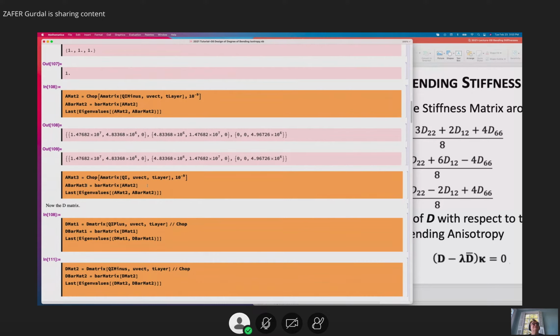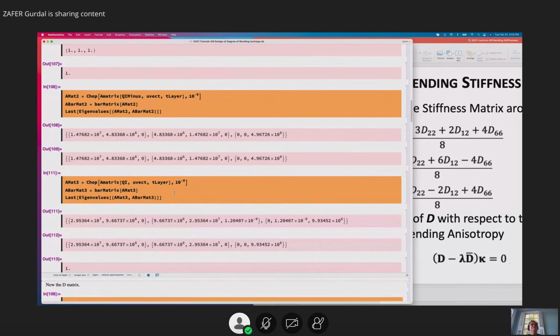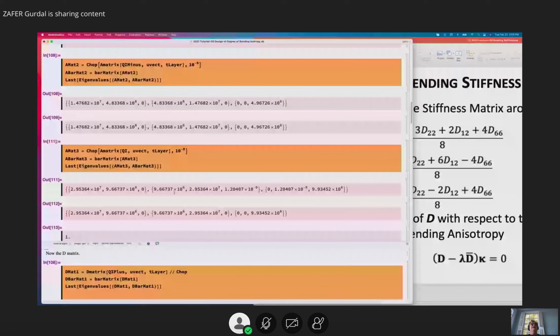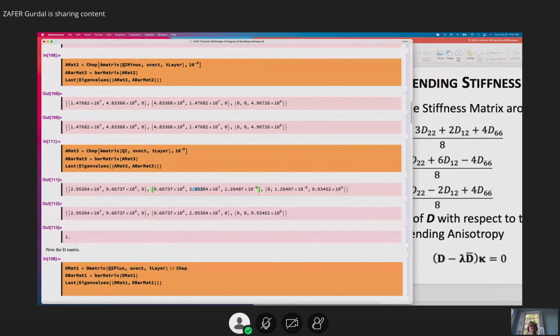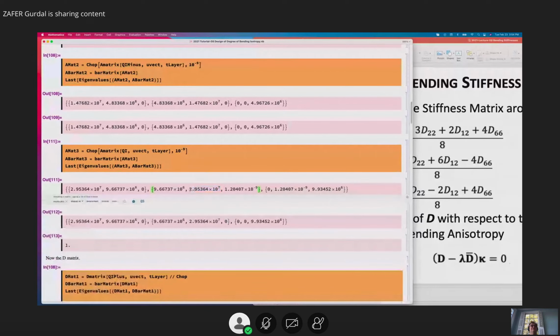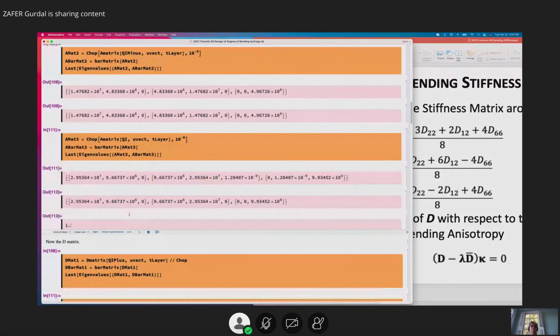I'm making a new label out of it, but it's still going to have the same properties. The A matrix is larger because it's twice as thick, since I combined 2 sublaminates of 3 plies. So the total laminate is now 6 plies thick. That's why the A matrix changed, but it's still isotropic. As you can see, A11 is equal to A22 here, and all eigenvalues are equal to 1.